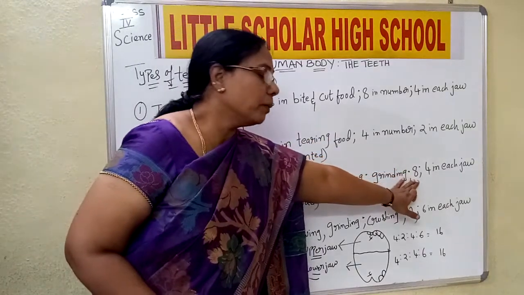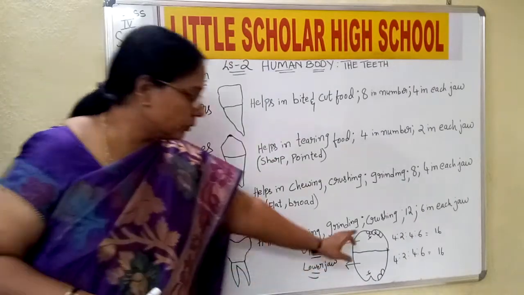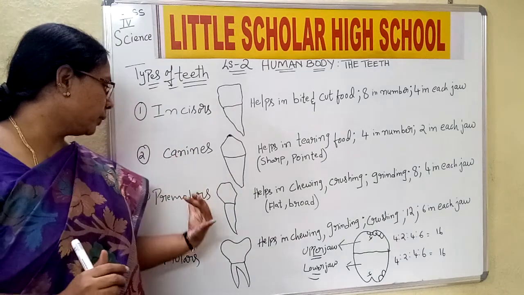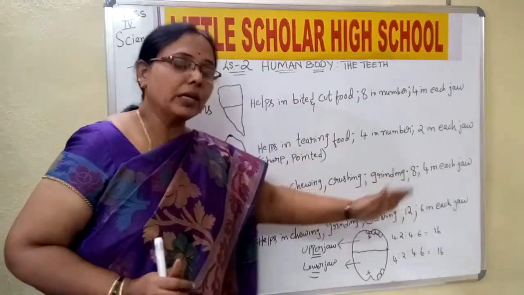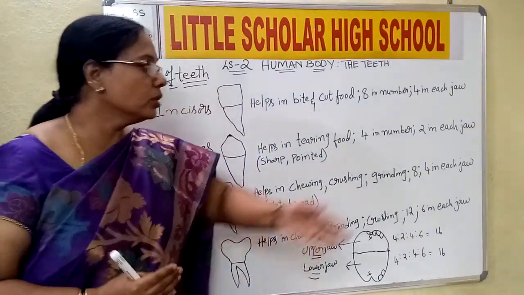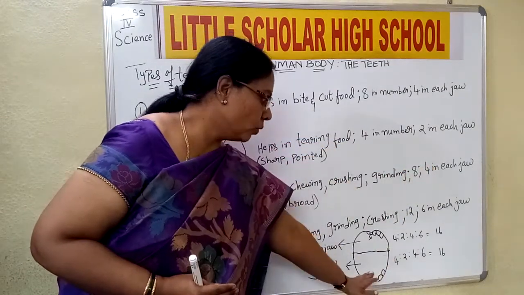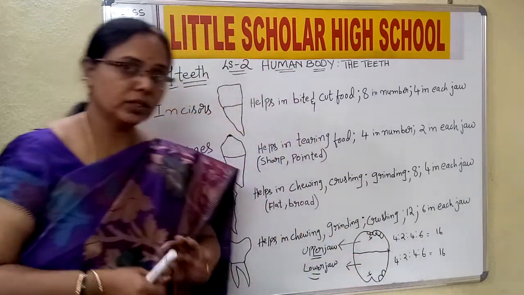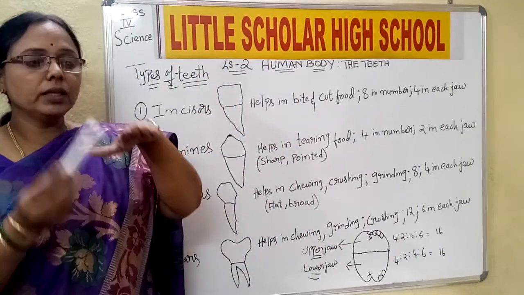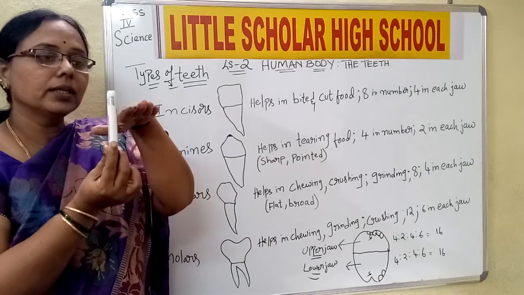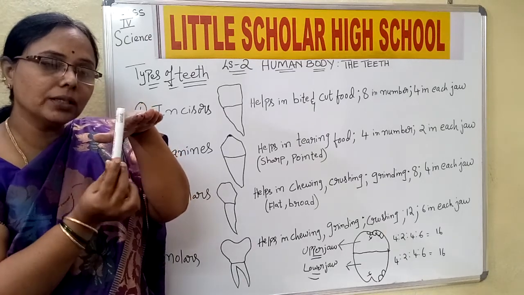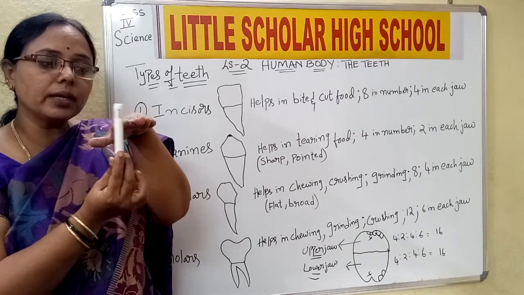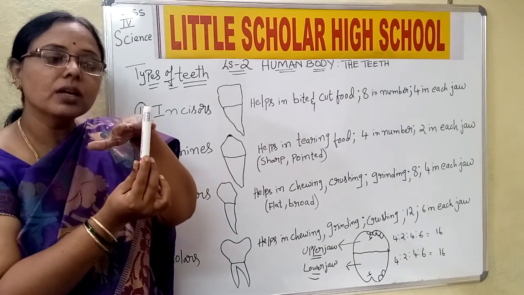That is 8 in number. That means when you talk about upper jaw and lower jaw, the total number of premolars is 8. Now this 8 is divided into 4 in the upper jaw and 4 in the lower jaw. Now see, again I am repeating, these are incisors, canines, premolars, like we go from front to back. The order of incisors, canines, premolars and molars is from the front to back.